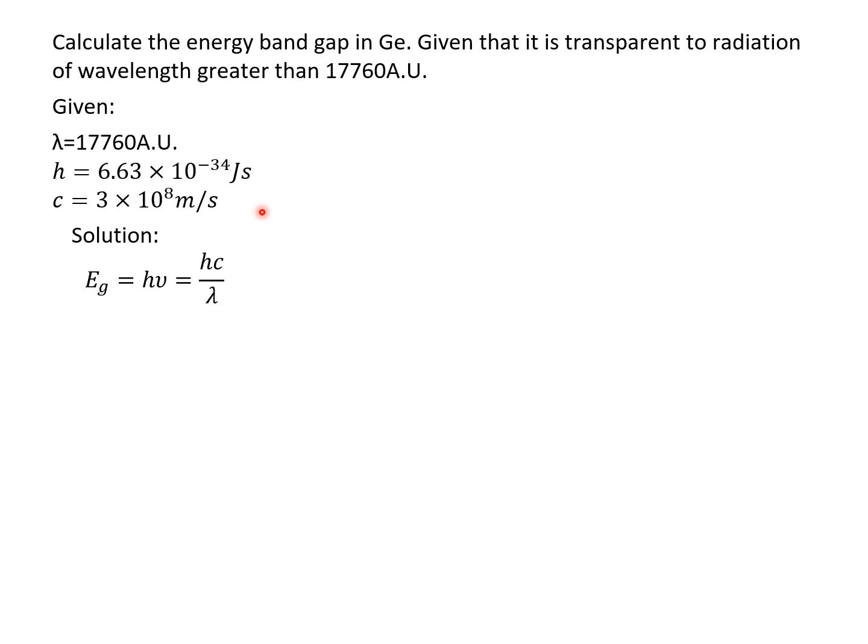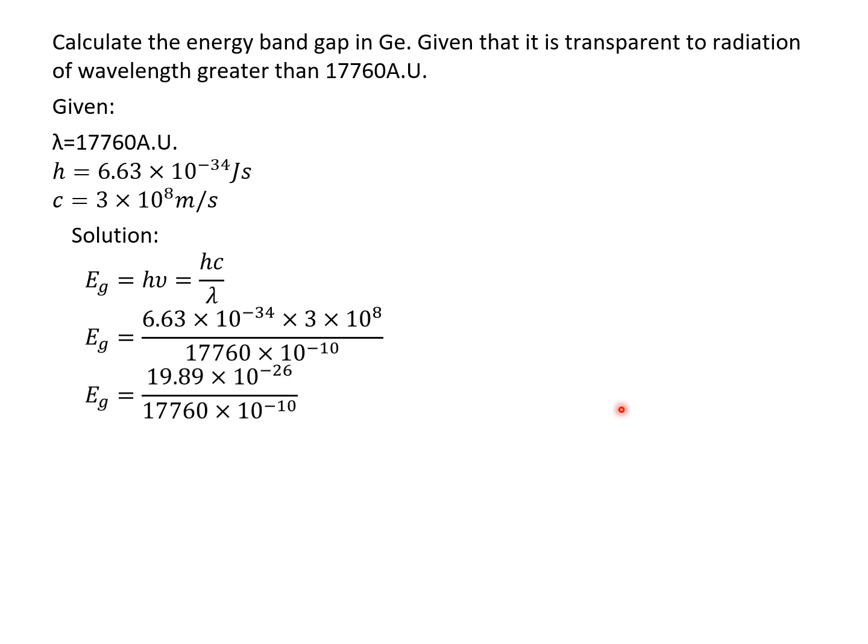What is the formula which will be required? Absorption begins when the energy of photon is at minimum equal to the energy band gap. So this Eg, which is the energy gap, should be equal to the minimum energy of photon. So Eg is equal to h nu, which is equal to hc upon lambda. So what we need to do is only to put the values which are given. This formula will give us energy gap in joules because all quantities we have taken in SI units.